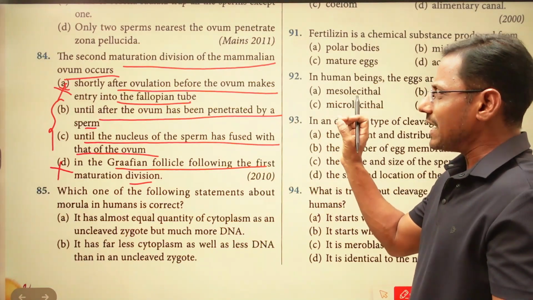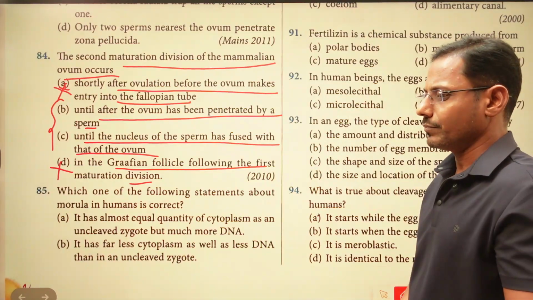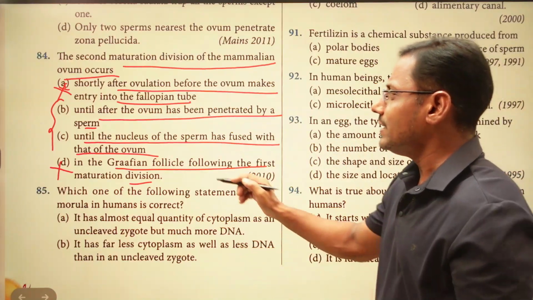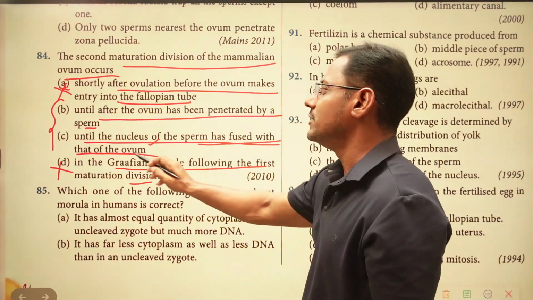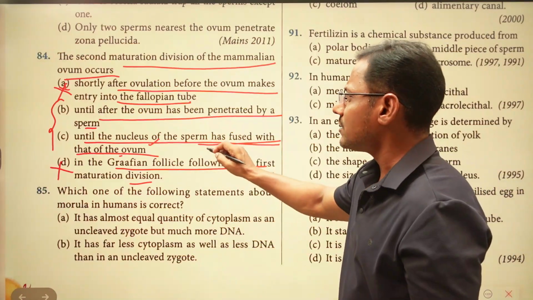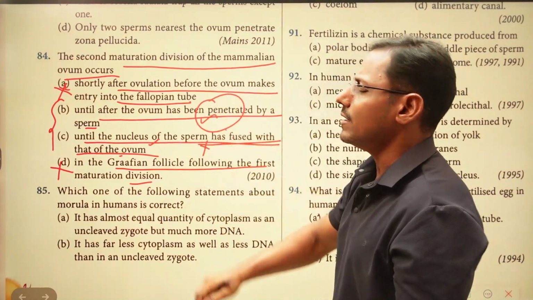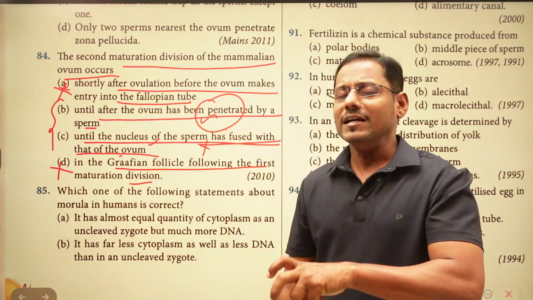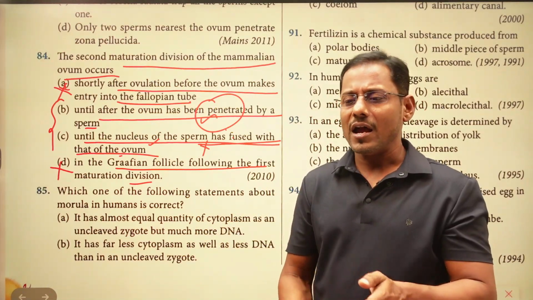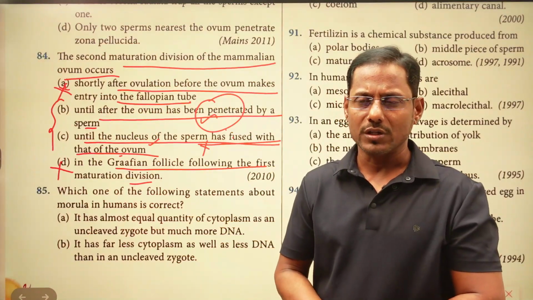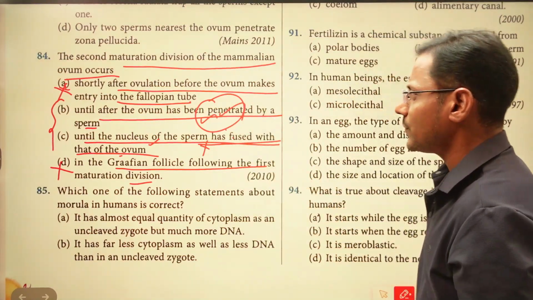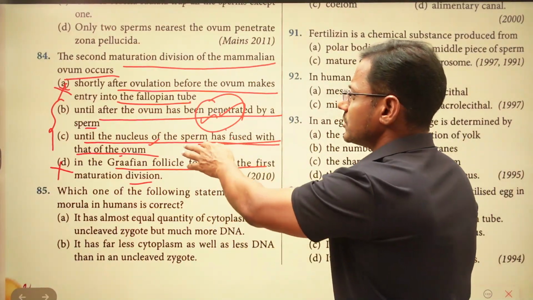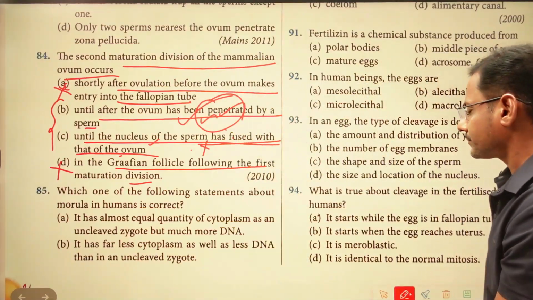Until after the ovum has been penetrated by a sperm. Until the nucleus of the sperm has fused with that of the ovum. No, this is the wrong answer. So here this is the right answer. When the sperm is trying to penetrate into the ovum, the secondary oocyte is going to be initiated and the second meiotic division takes place over there. Now this is the right answer, because he has given 'until the nucleus of the sperm'.